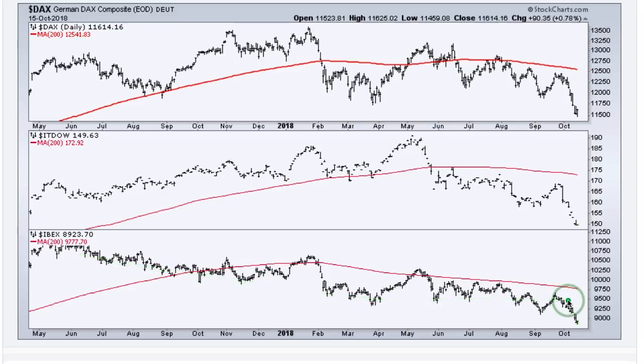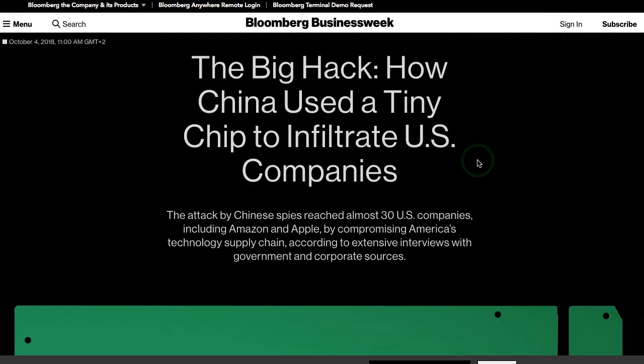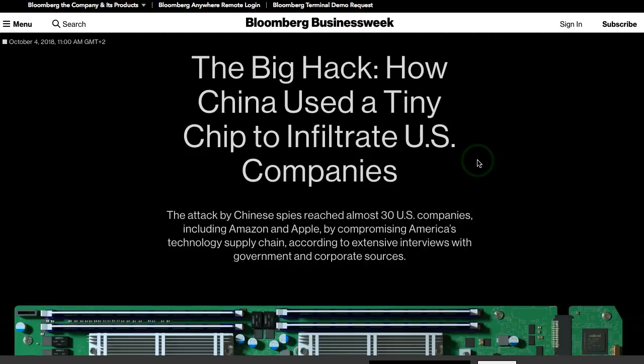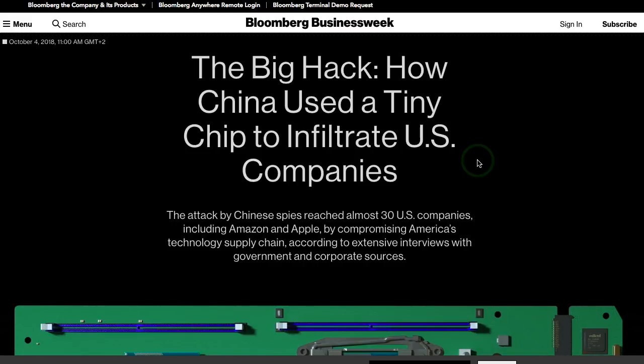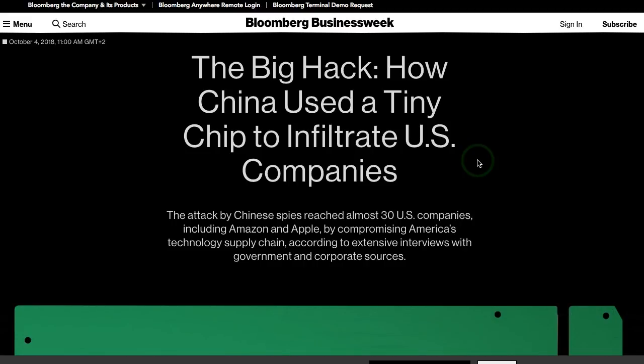But when it comes to the U.S., I like to look at what affects the U.S. And so when I was doing my reading, I came across this article from Bloomberg. I did read it at the time, but I didn't read through the article, and I didn't realize how big this could be. The big hack: how China used a tiny chip to infiltrate U.S. companies.